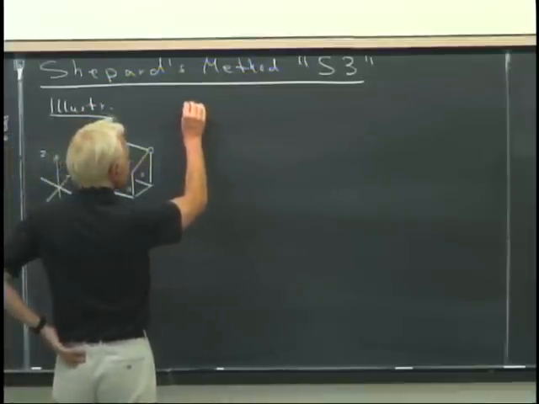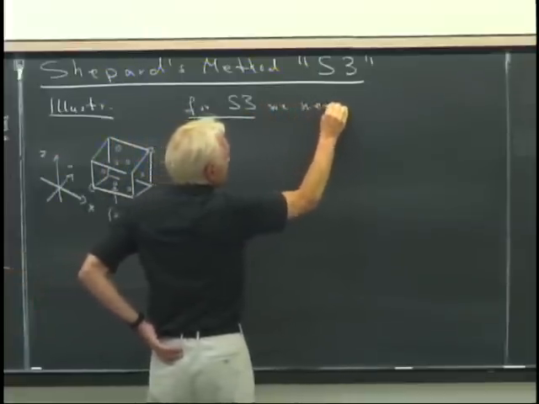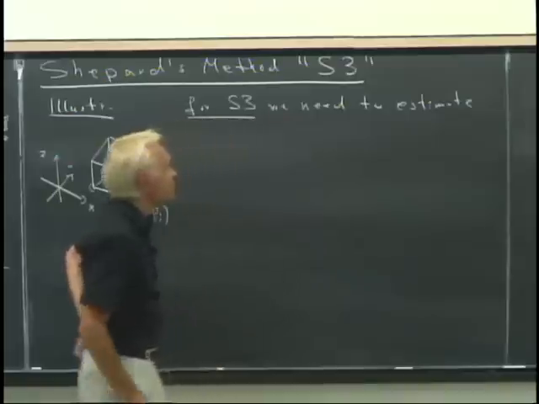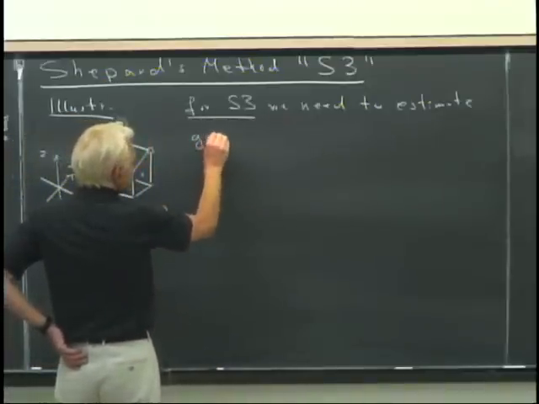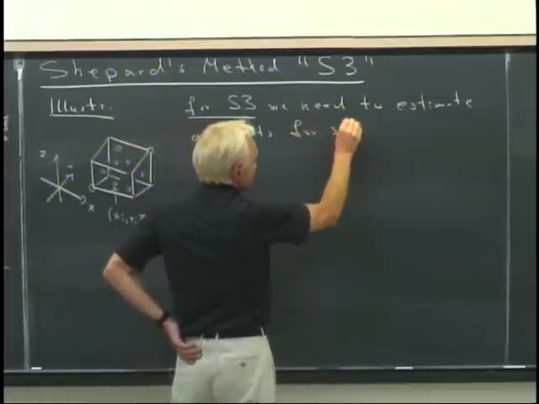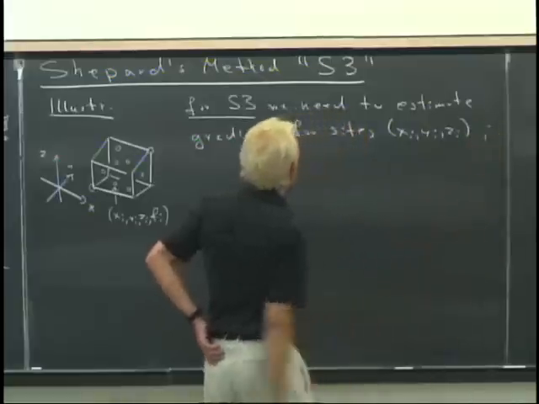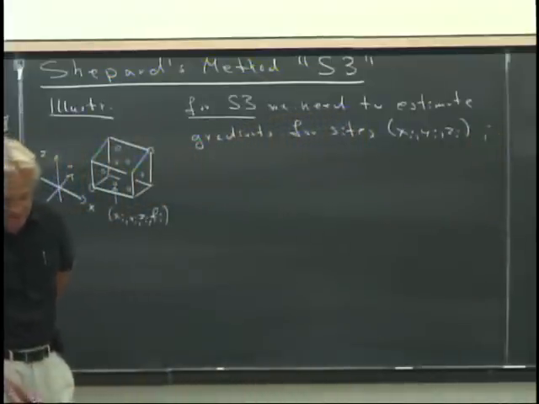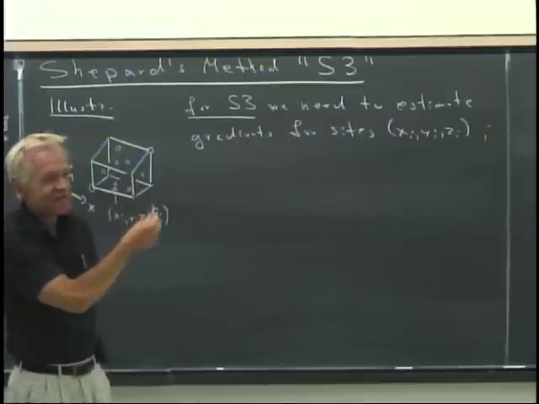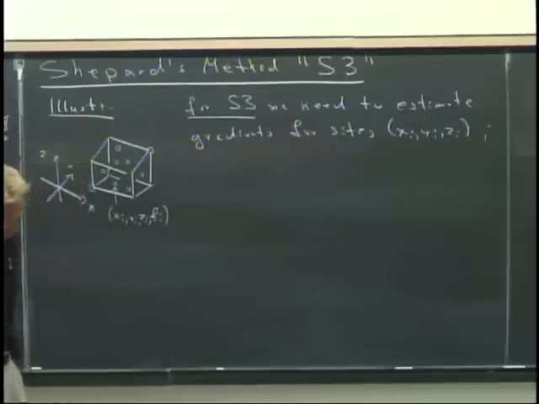So the first step for S3 is we need to estimate gradients for the sites xi, yi, zi. Okay. And how do we do that? The basic idea is that we just construct a linear polynomial, a line. Well, the generalization of a line is a plane. For this case, it is actually a linear polynomial in three variables, right? A plus b times x plus c times y plus d times z. That's the linear polynomial we construct.